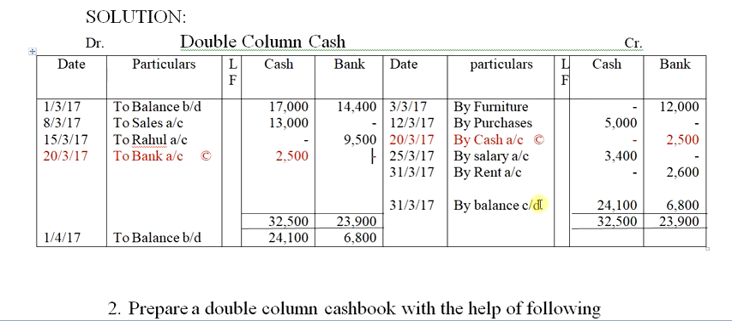24,100 as the closing cash balance is treated as balance carried down. Again, in the bank column, 23,900 minus 12,000 minus 2,500 minus 2,600, you will be getting 6,800. This will be considered as the closing balance on which date? 31st of March 2017. On the next day, that is the next opening day, 1/4/2017, to balance brought down.